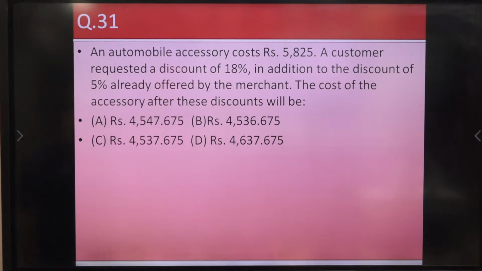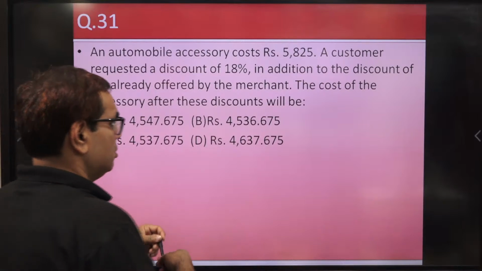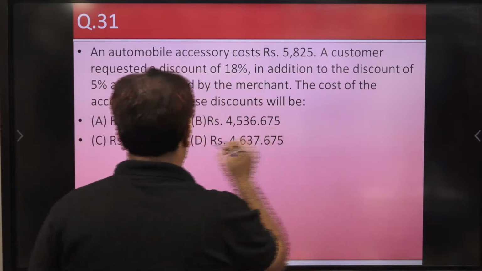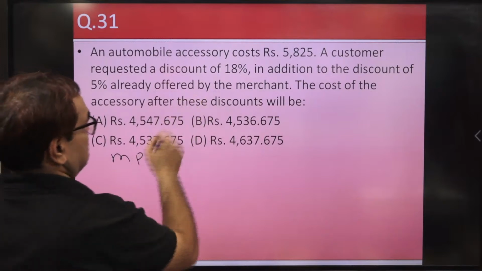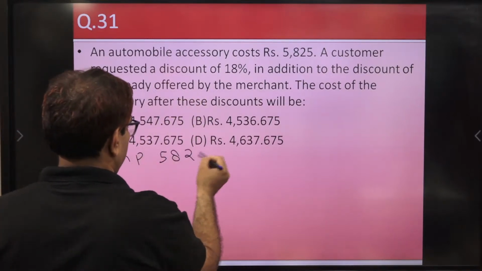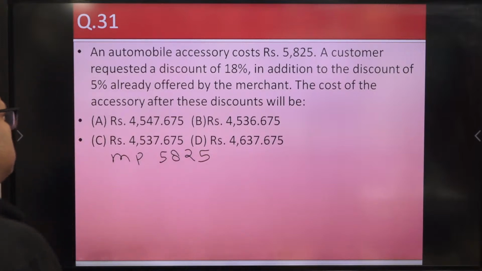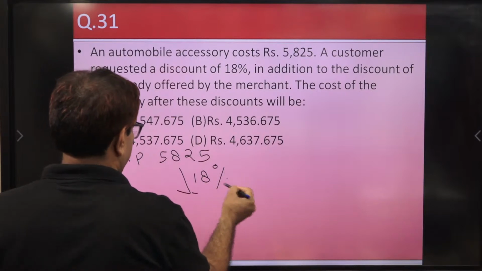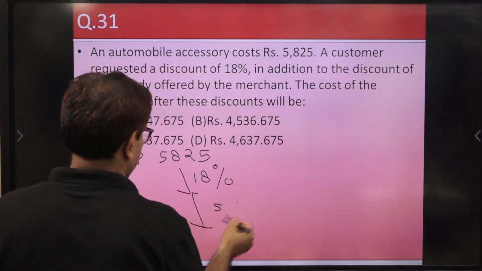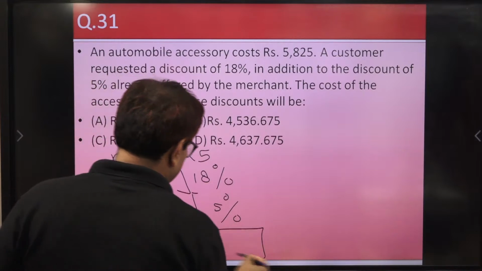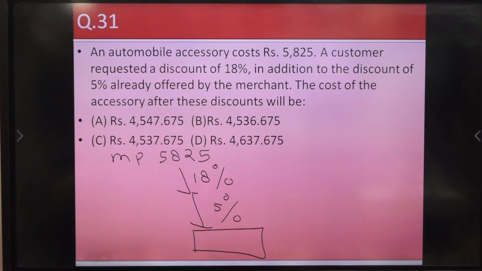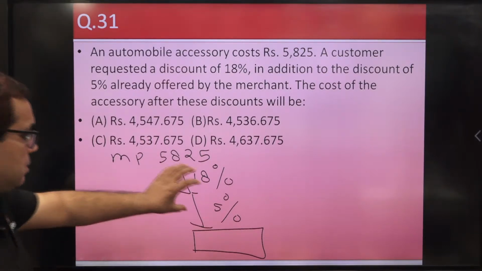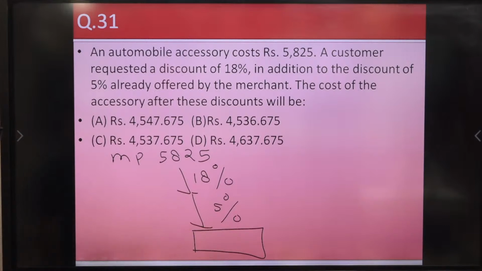An automobile accessory costs rupees 5825. So the mark price of the accessory is 5825. Now the customer requested a discount of 18% first, and then there was a successive discount of 5%. So what is the selling price of the article? That we have to find. That will be the final cost of the accessory after giving two successive discounts. That is called the selling price with respect to the shopkeeper.